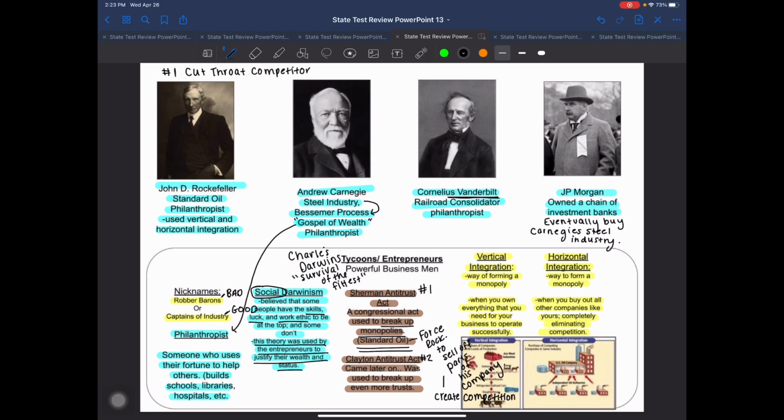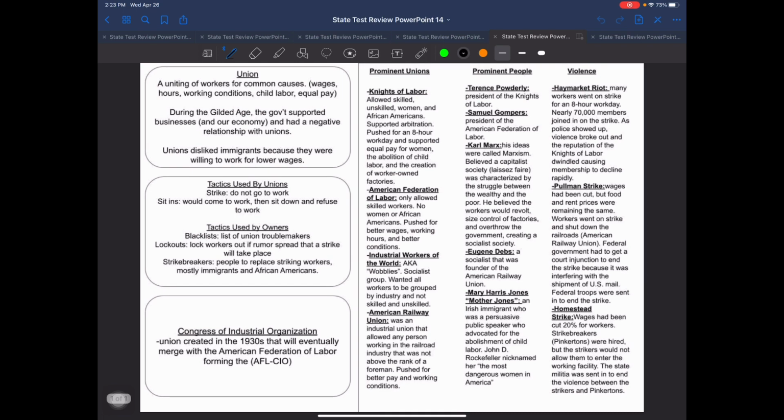The next page is all about unions. I hinted earlier that workers are going to start to get fed up with the working conditions, the wages, the unsafe conditions, and the child labor. Women are going to start to get upset that they're getting paid less just because they are a woman. And so we're going to start to see workers band together and form what we call unions. Up here in the top left-hand corner, we're going to start with the actual definition of what a union is.